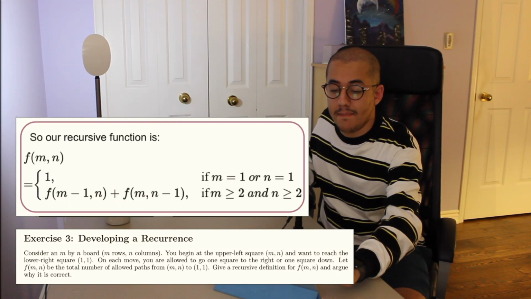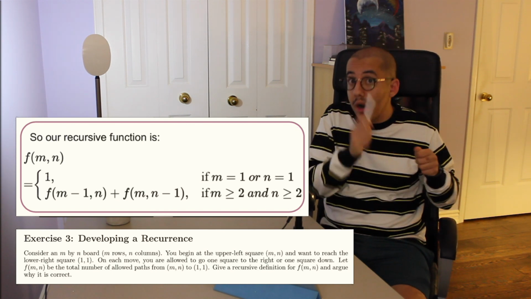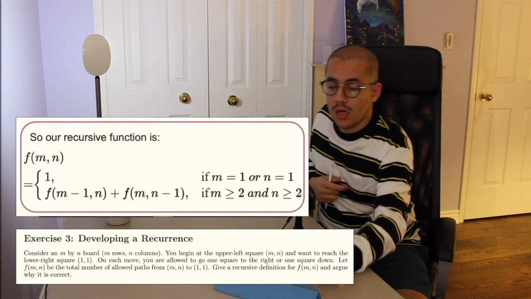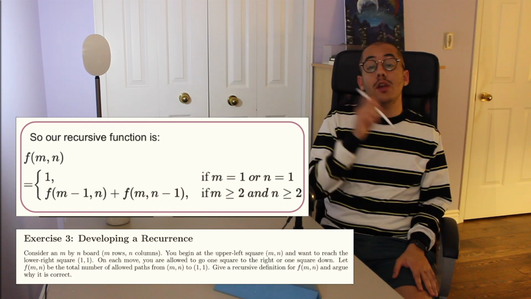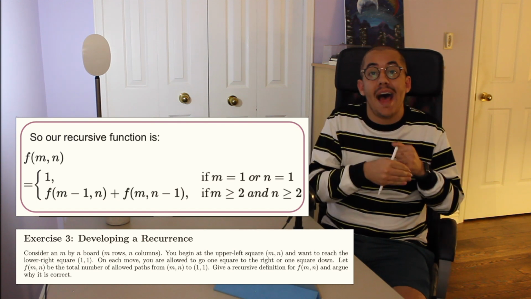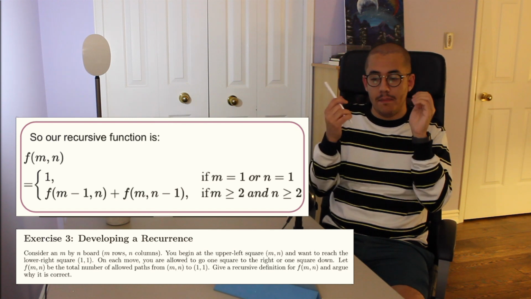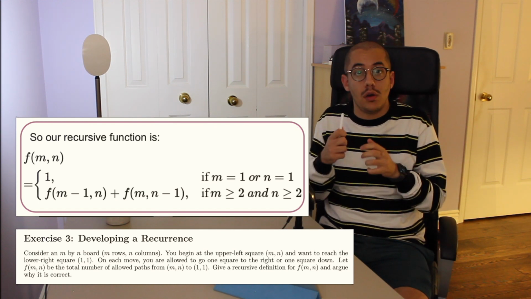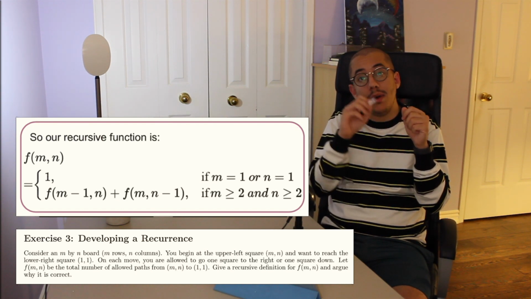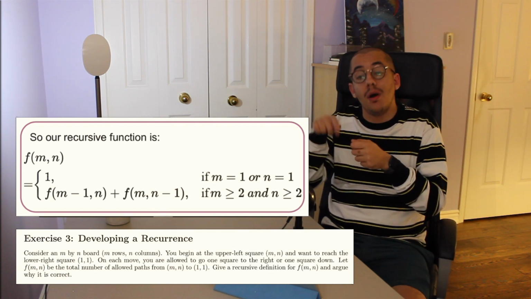It's going to be f of m, n equaling, if m is equal to 1 or n is equal to 1, the row and column that we talked about at the beginning, there's going to be one path. But if m is bigger than or equal to 2 and n is bigger than or equal to 2, then the number of paths that we can take is 2 recursive calls. One is the one that we make for going down, and the other one is if we're going right. So it's going to be f of m minus 1 comma n, plus f of m comma n minus 1.